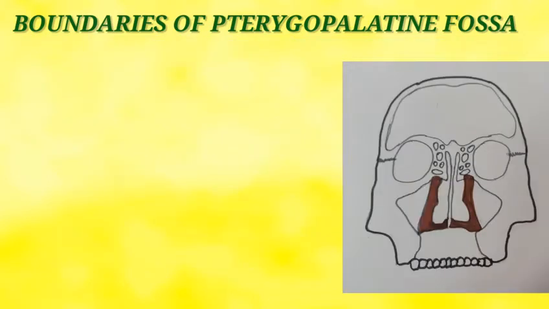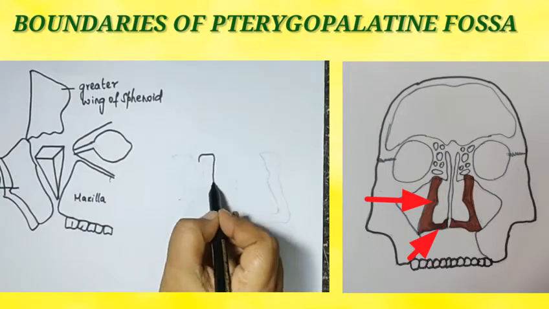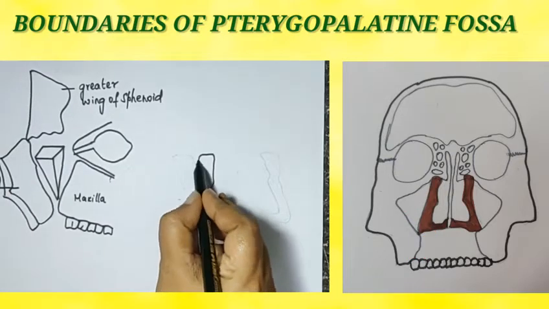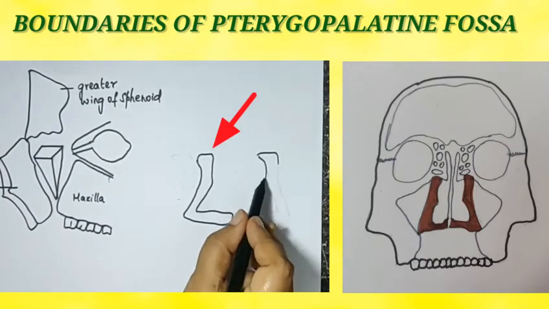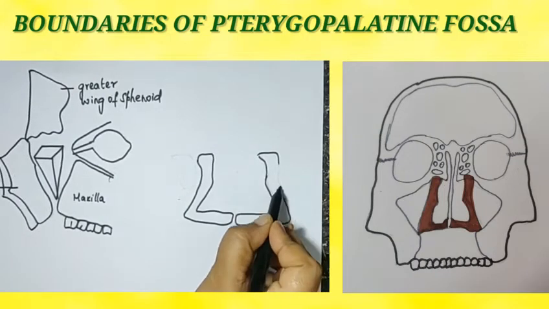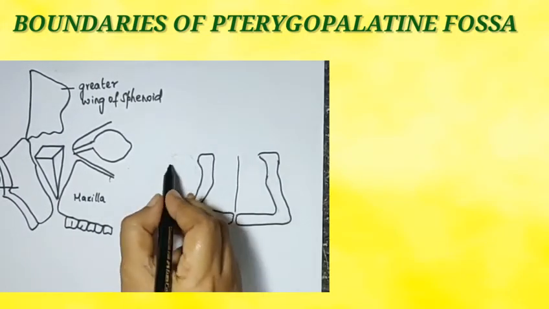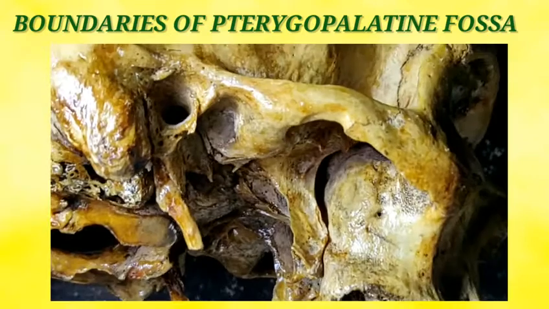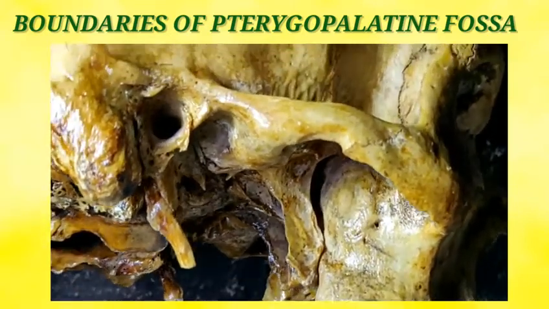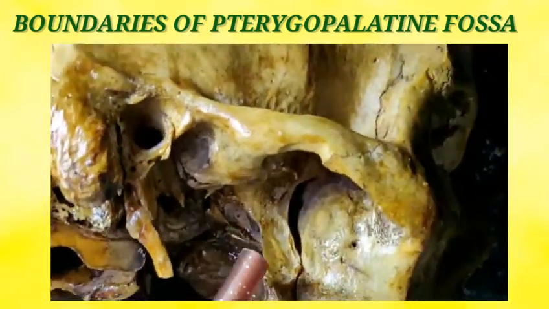So what will be its medial boundary? This picture represents the palatine bone with the horizontal and its perpendicular plate. The perpendicular plate of the palatine bone forms the lateral wall of the nasal cavity, and this becomes the medial boundary of the pterygopalatine fossa. Now let's recap the boundaries of the pterygopalatine fossa.